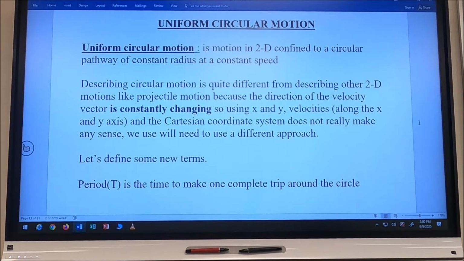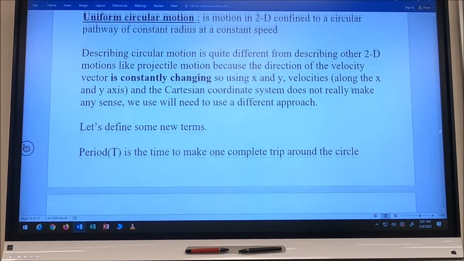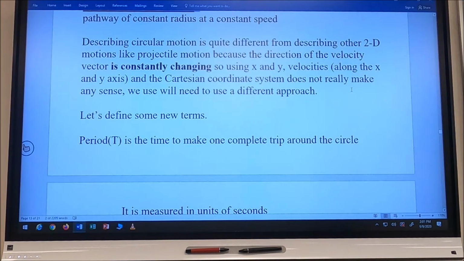Okay, circular motion. Now, describing circular motion is quite different from describing other two-dimensional motions like projectile motion, because the direction of the velocity vector is constantly changing, and therefore using x and y as our positions and our vx and vy as our velocities in a Cartesian coordinate system doesn't make a whole lot of sense. Also, the direction of the acceleration vector continuously changes. So the Cartesian coordinate system is out. We're going to have to use a different method to describe our motion.